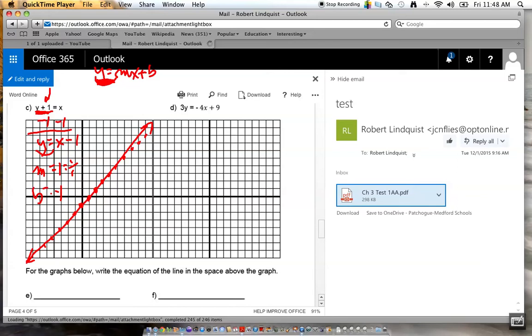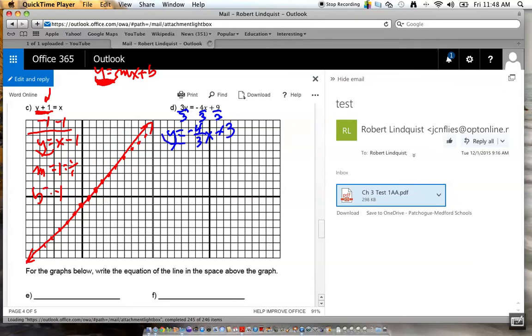So the last thing I have to do is get the last one in the form of y equals. And what's stopping me here is it says 3y equals. So I need to divide everything by 3. And that gives me y equals negative 4/3 x plus 3.